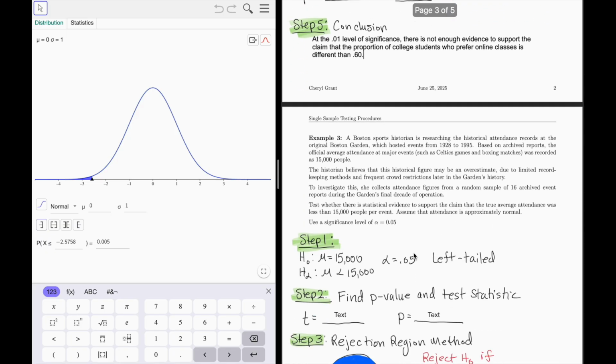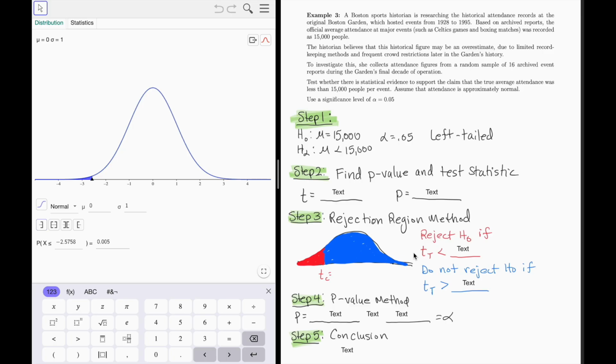All right, let's look at the last example for a full hypothesis test. In example 3, it says a Boston sports historian is researching the historical attendance records at the original Boston Garden, which hosted events from 1928 to 1995. Based on archived reports, the official average attendance at major events, such as the Celtics game or boxing matches, was recorded as 15,000 people. The historian believes that the historical figure may be an overestimate due to limited record-keeping methods and frequent crowd restrictions later in the garden's history.